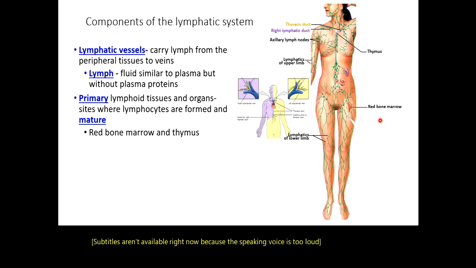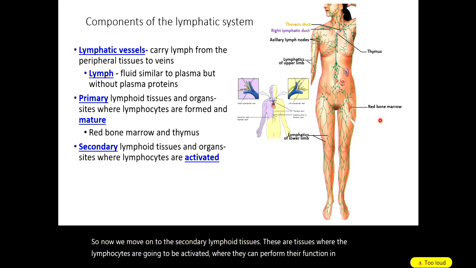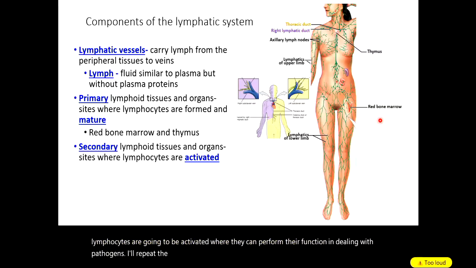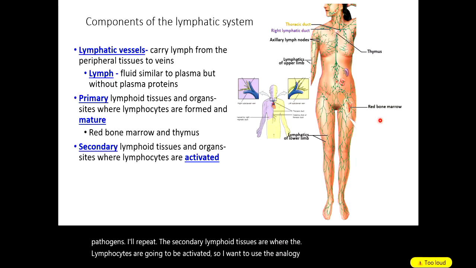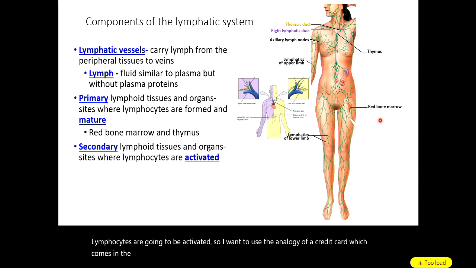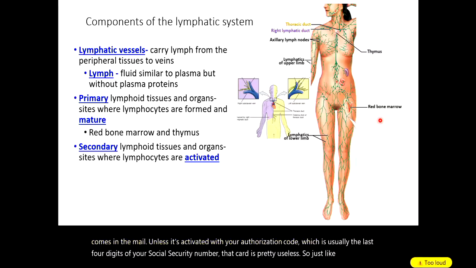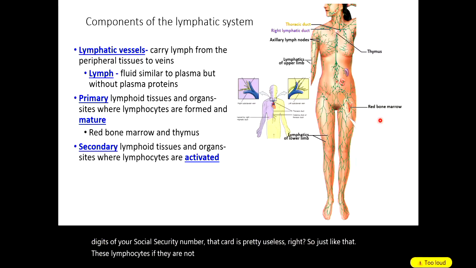So now we move on to the secondary lymphoid tissues. These are tissues where the lymphocytes are going to be activated, where they can perform their function in dealing with pathogens. I'll repeat, the secondary lymphoid tissues are where the lymphocytes are going to be activated. I want to use the analogy of a credit card which comes in the mail. Unless it's activated with your authorization code, which is usually the last 4 digits of your social security number, that card is pretty useless, right? So just like that, these lymphocytes, if they are not activated, really can't perform their function.